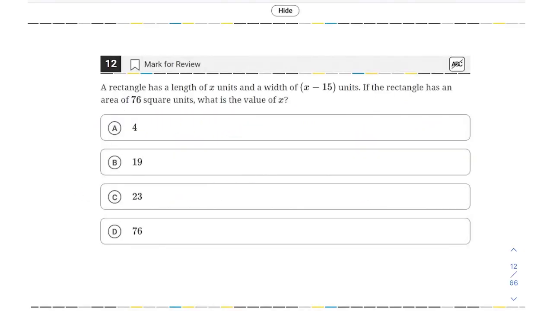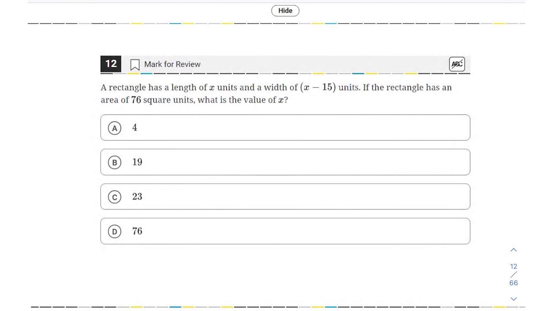Hi, this is Chris, and we are taking a look at question 12 in Digital SAT Practice Test 1, Math Module 1. So here it says, a rectangle has a length of x units and a width of x minus 15 units. If the rectangle has an area of 76 square units, what is the value of x?